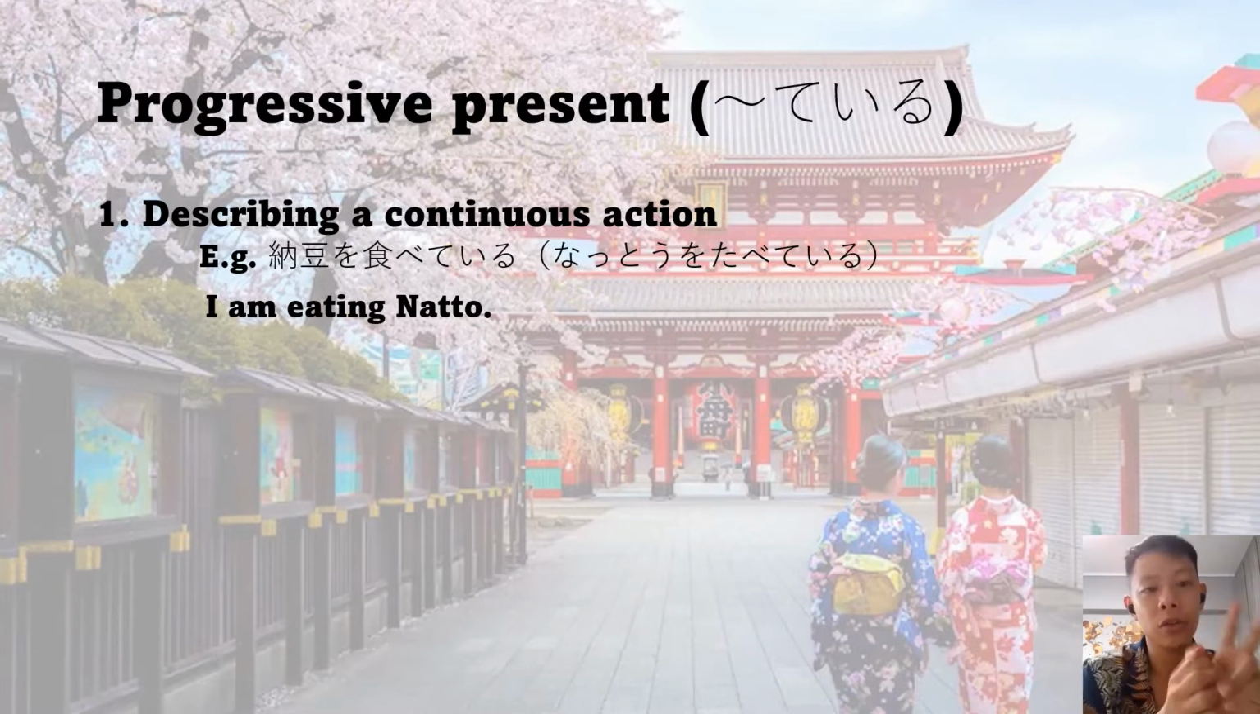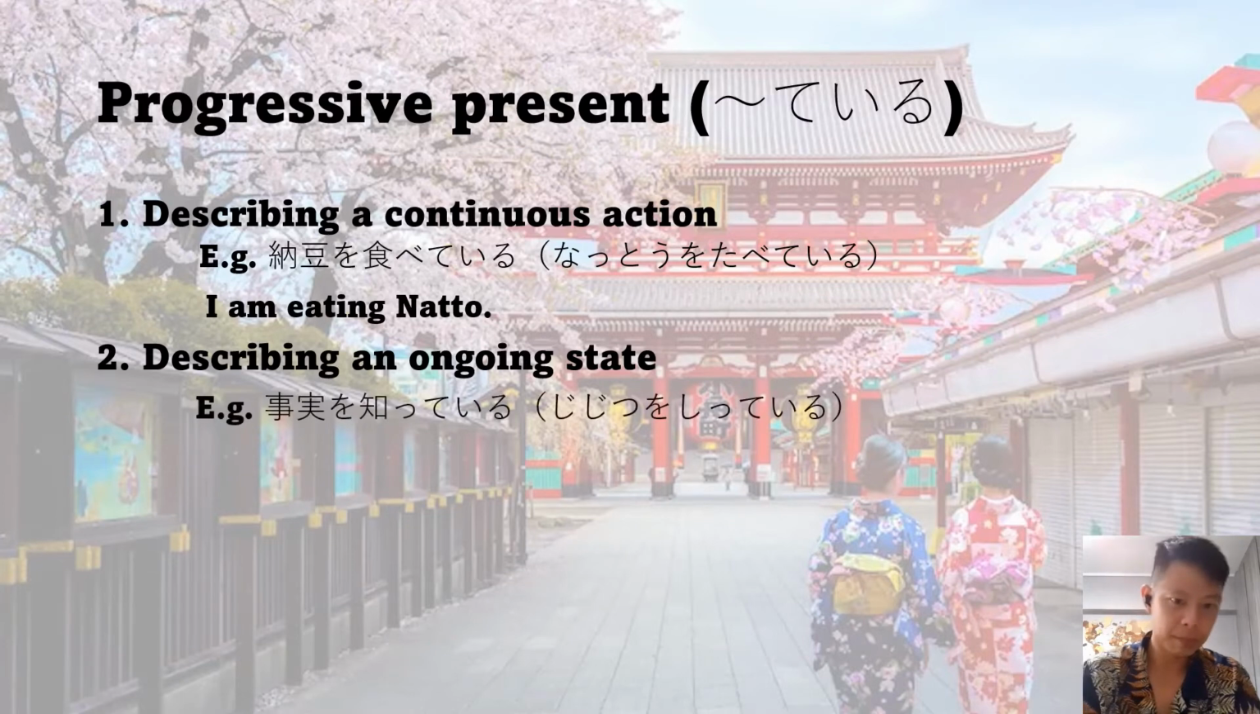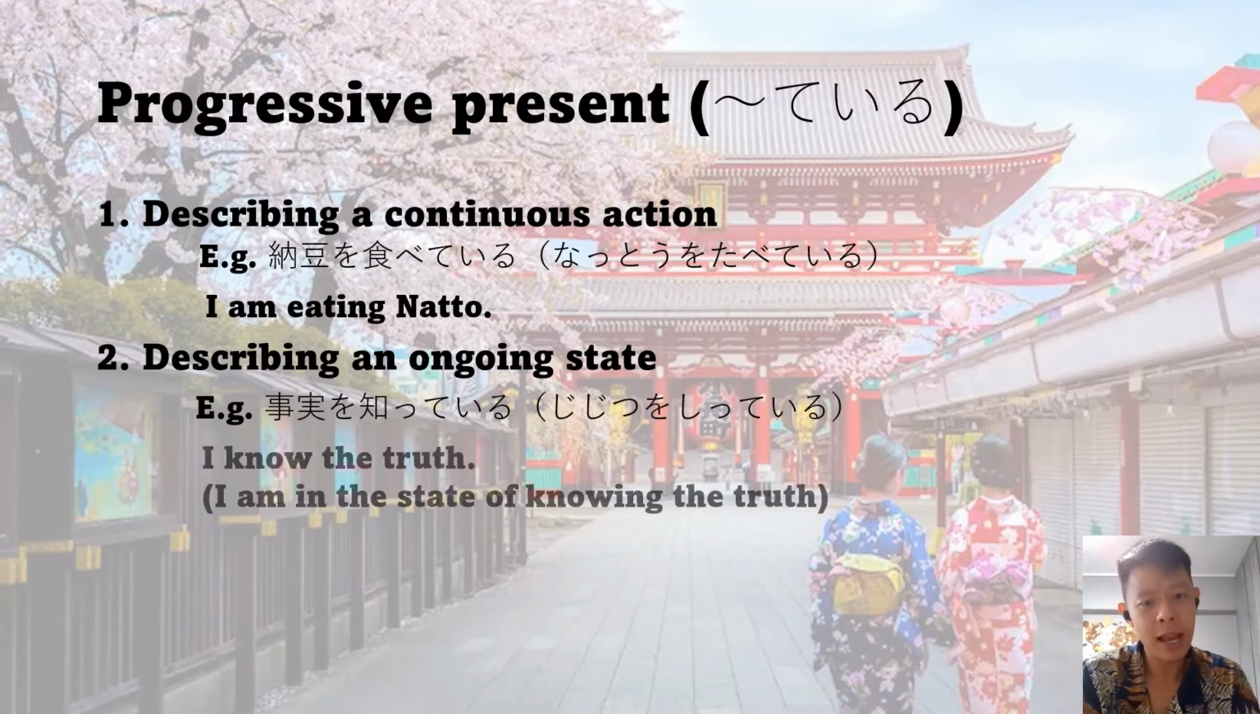The second use of this progressive present tense is a little bit complicated because you don't usually say this in English. So you would use it when you're describing an ongoing state. I'll give you an example so that it's easier for you to understand. 事実を知っている. This means I know the truth. And why is it in the progressive present? Because if you were to directly translate the sentence 事実を知っている, it would be I am knowing the truth.